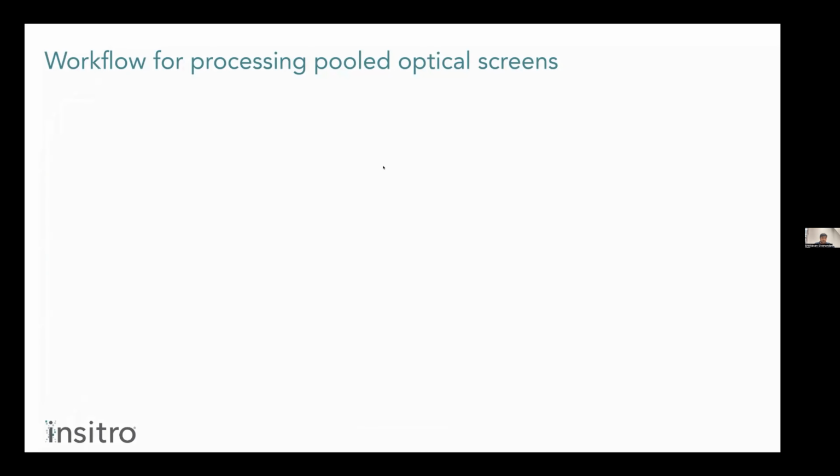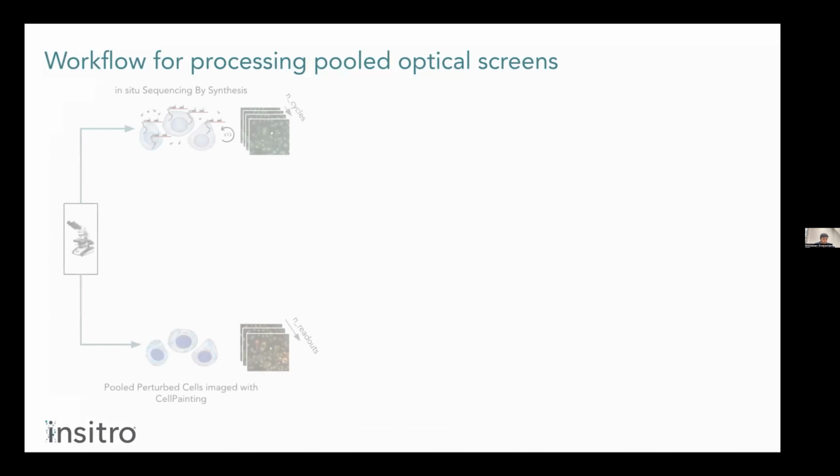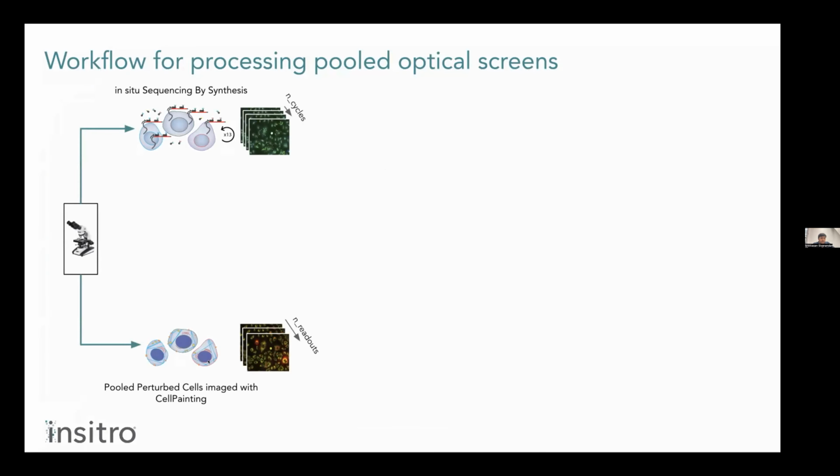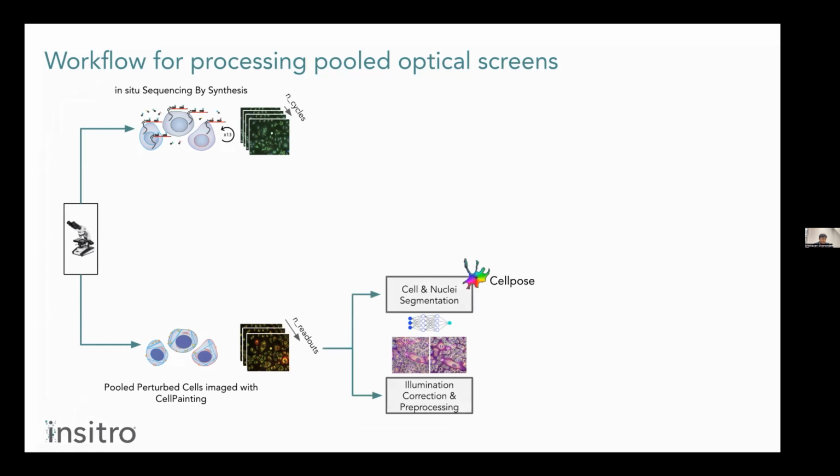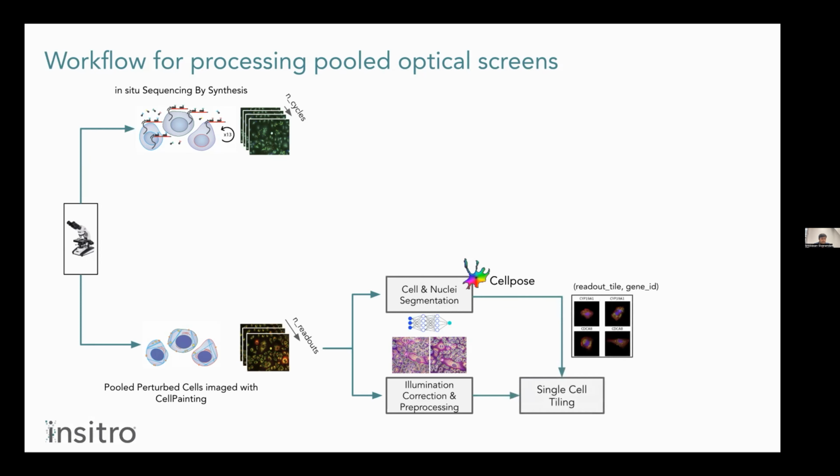So let me walk through a workflow for processing pooled optical screens. First, we have a set of pooled perturbed cells imaged using cell paint in this case. And along with that, we also have the in situ sequencing by synthesis images, which have multiple cycles of these ATGC dots that are observed to get the barcode. First, we use the cell painting images, and then we correct illumination and segment the cells to obtain the single cell boundaries. And in this case, we use Cellpose models for segmentation. And then the cells are tiled and masked by their segmentation masks.